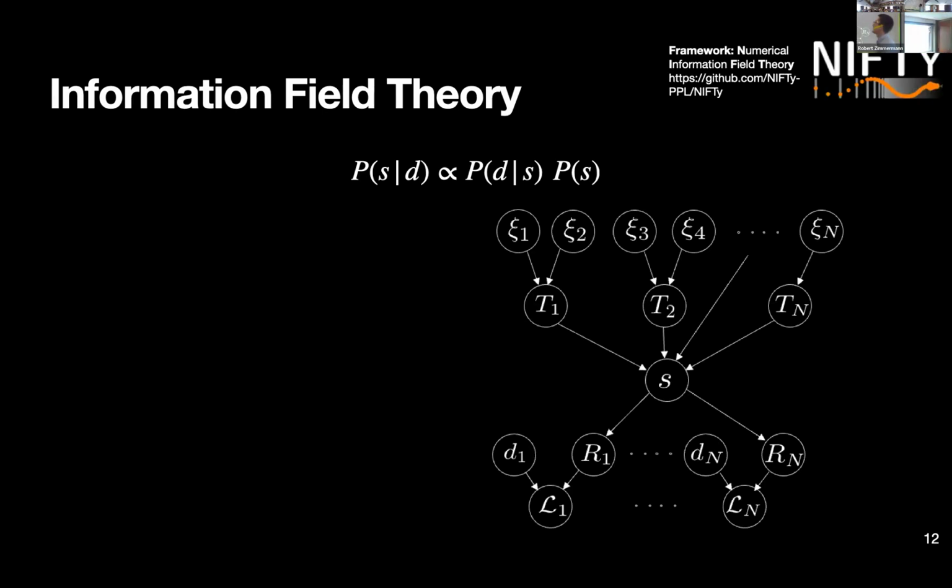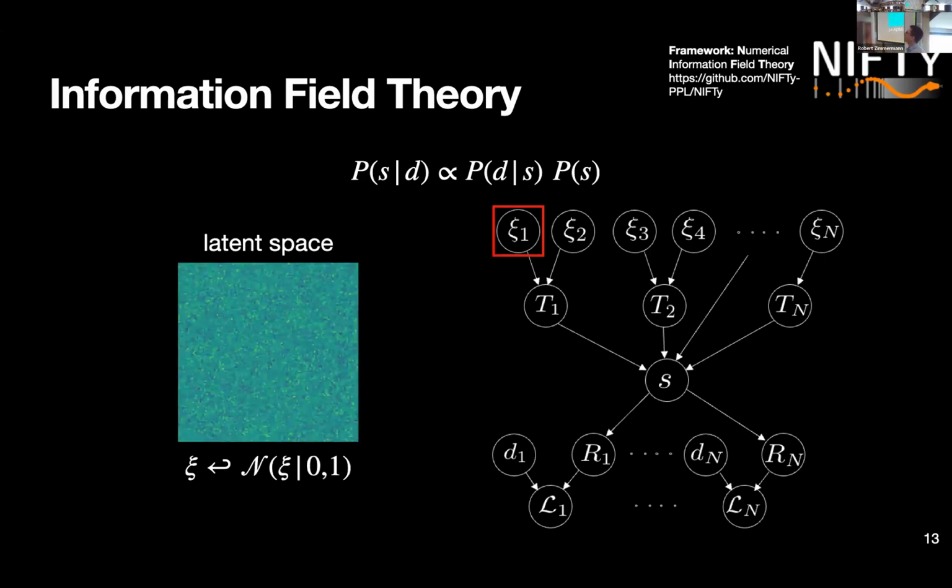And then the models that we build look, for example, like this. And these models are then implemented in our framework, which is NIFTY, Numerical Information Field Theory. And you see it has different layers. So I quickly go through the different layers to explain to you what it is. The input, which always comes first, is our latent space, which is white noise. So just parameters drawn from a standard normal Gaussian distribution.